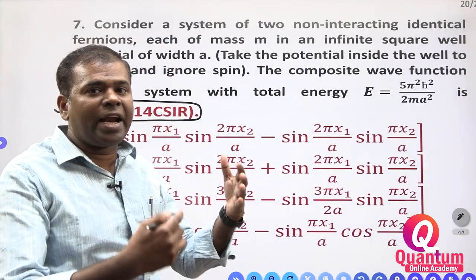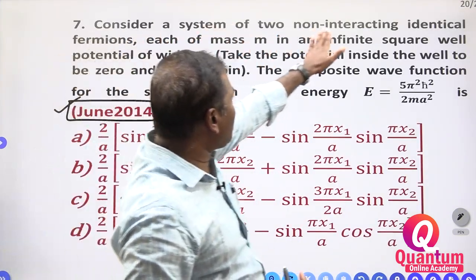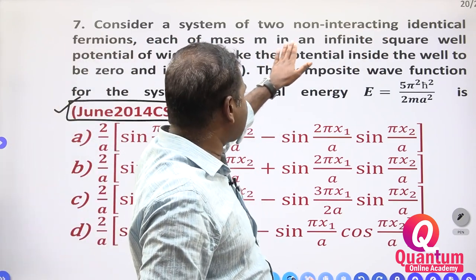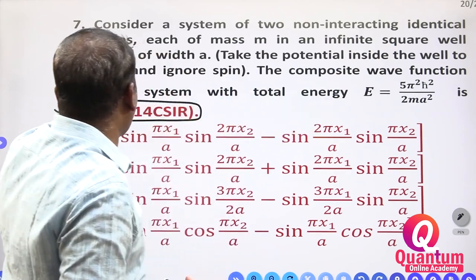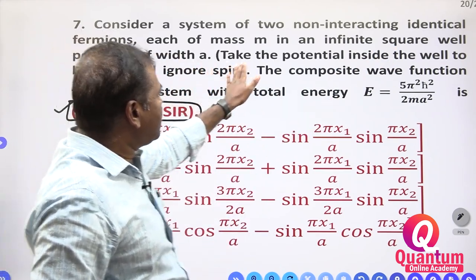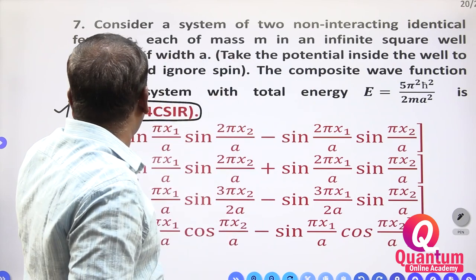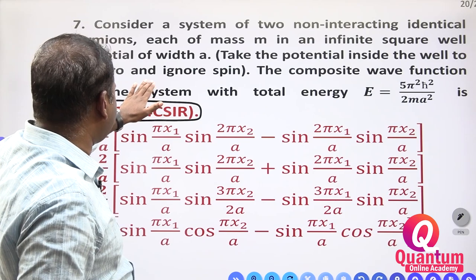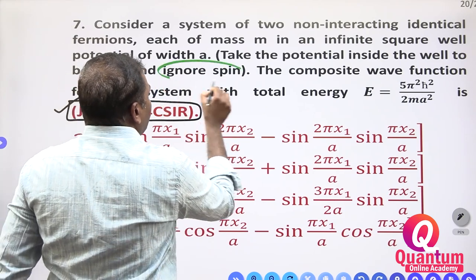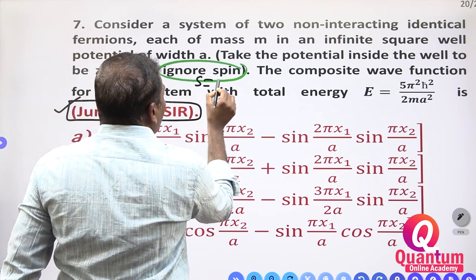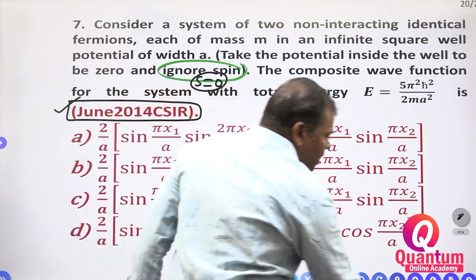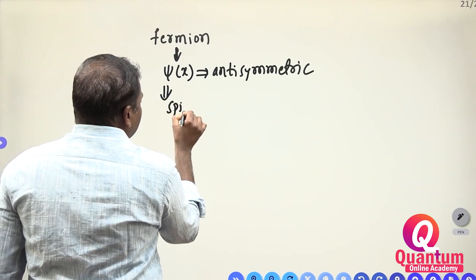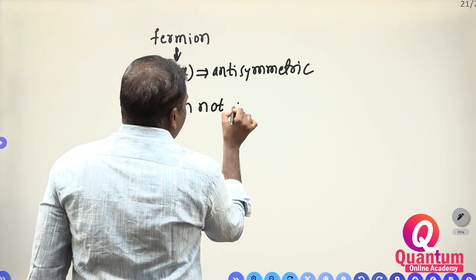From the question, we are writing the data. Consider a system of two non-interacting identical fermions, each of mass m in an infinite square well potential of width A. Take the potential inside the well to be 0. Ignore the spin. Spin is ignored means S is equal to 0. Spin is not given.